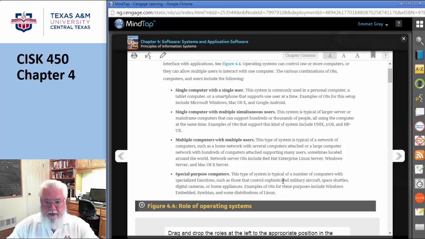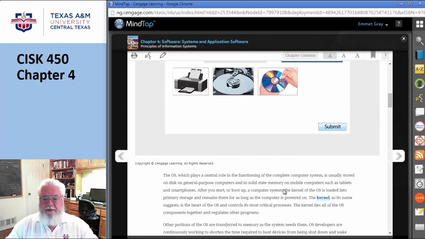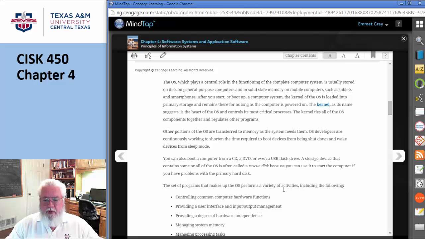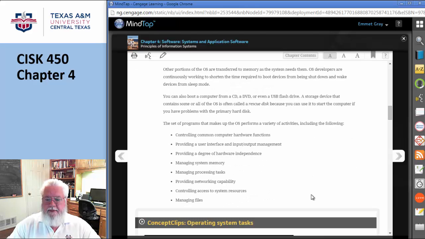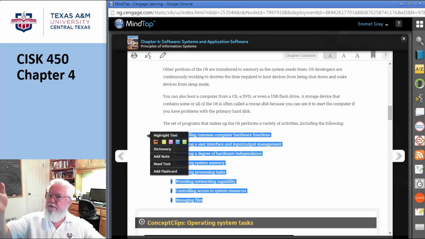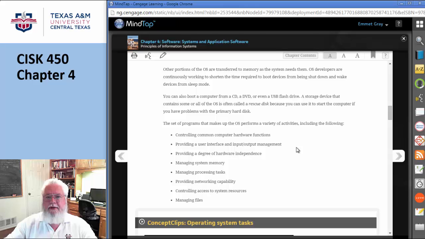The next thing we're going to talk about is the roles. What are the roles of an operating system? Typically, here's what operating systems do for a living. Well, they control the hardware, because remember, you can't directly talk to the hardware. They provide that user interface.